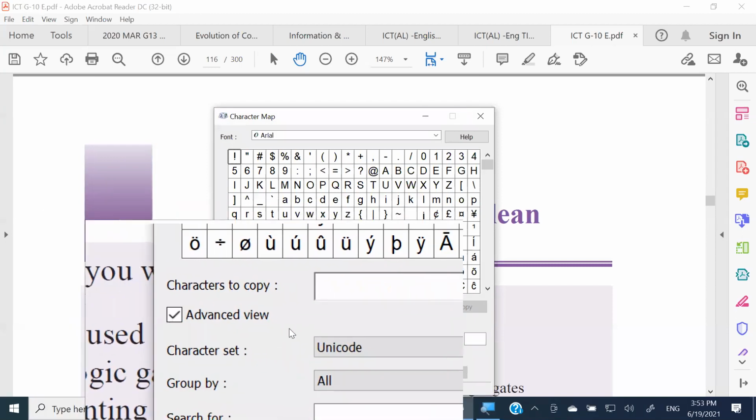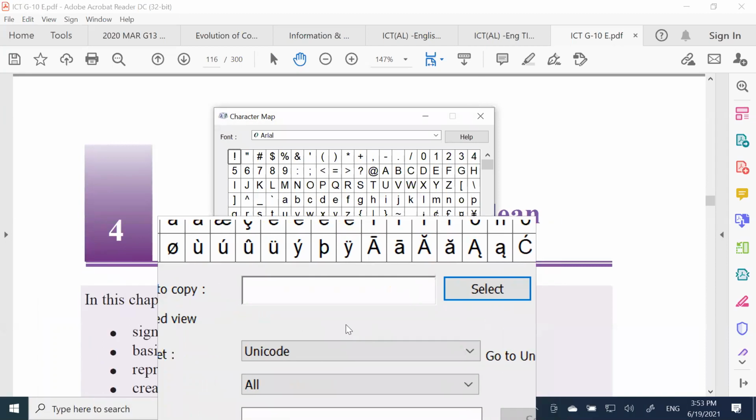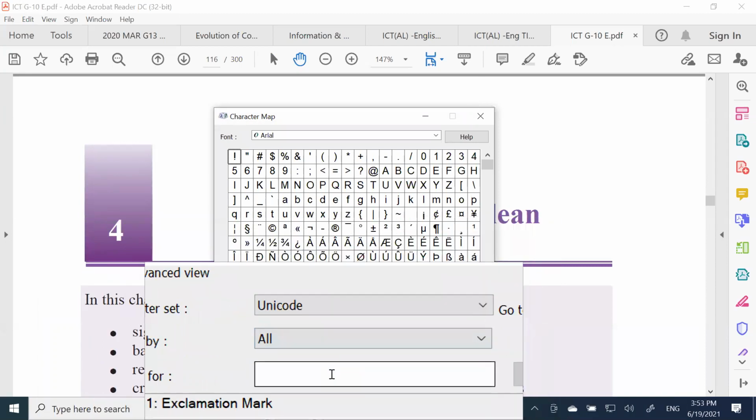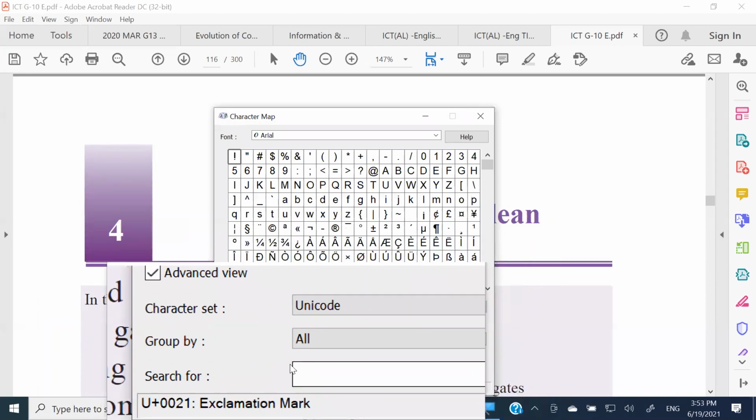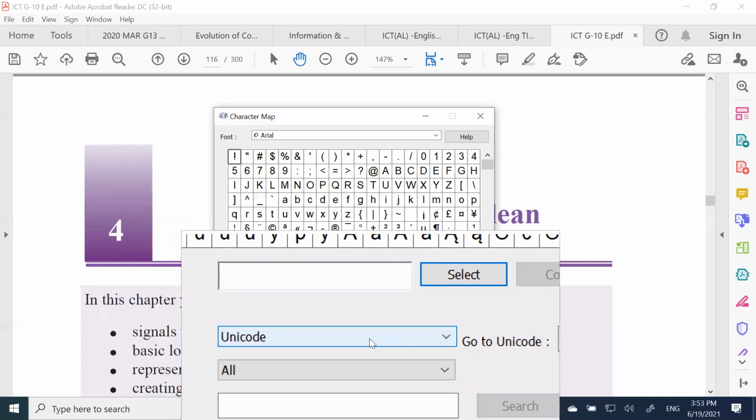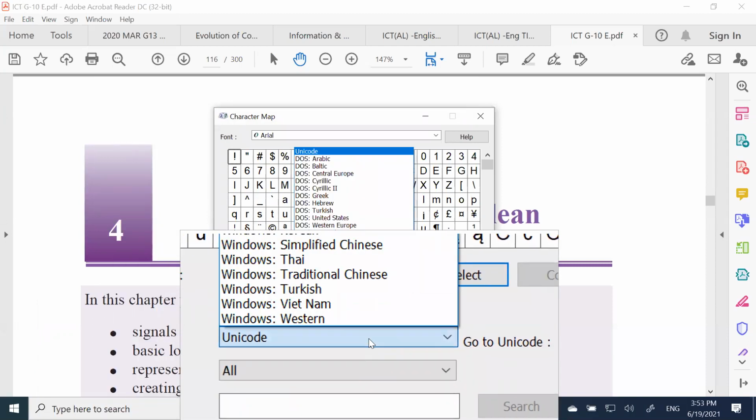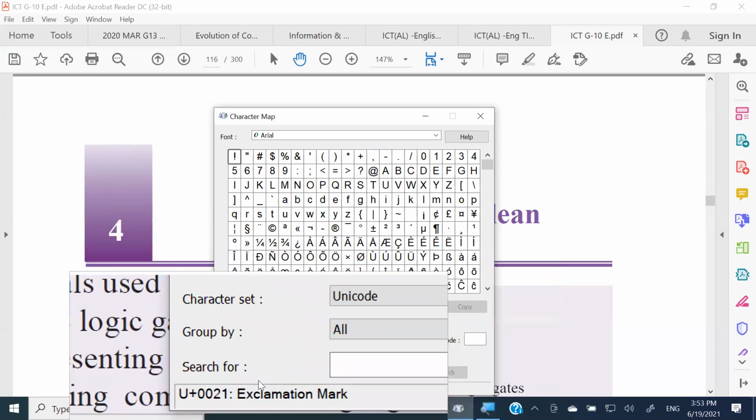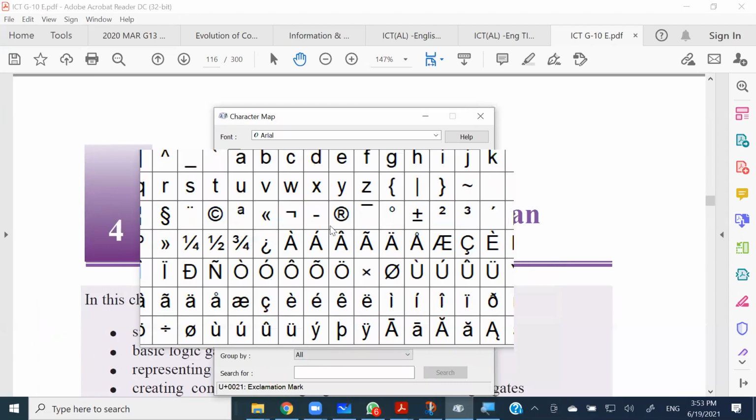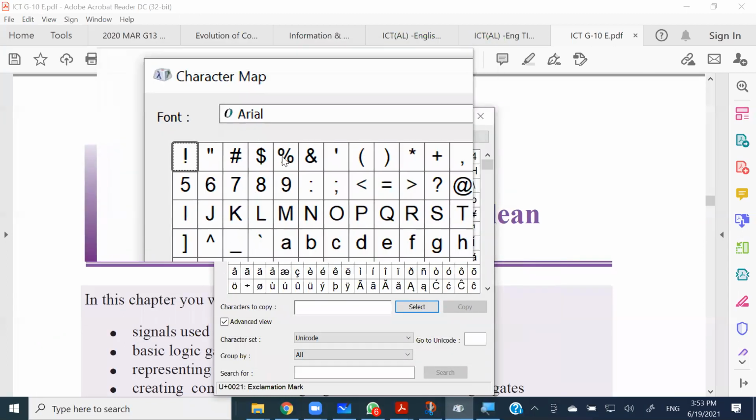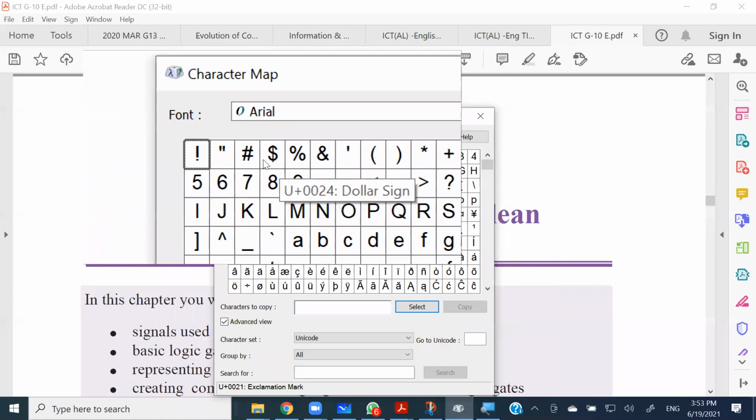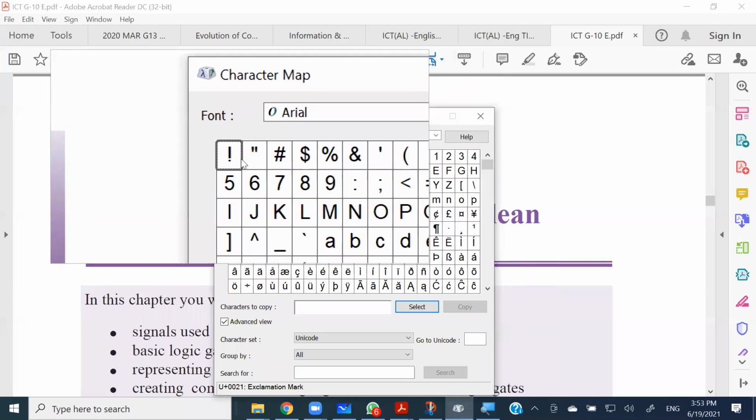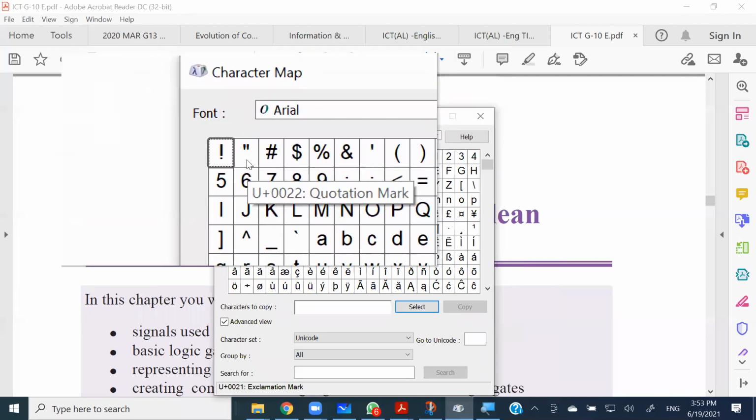If I go to the advanced code view, can you see character set comes under the Unicode, right? And it shows you the Unicode over there. And if I change this to somewhere else, yes, when I'm moving my mouse pointer, you can see the Unicode.